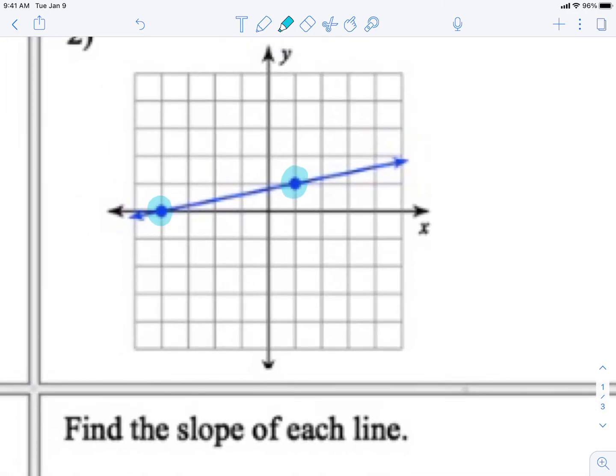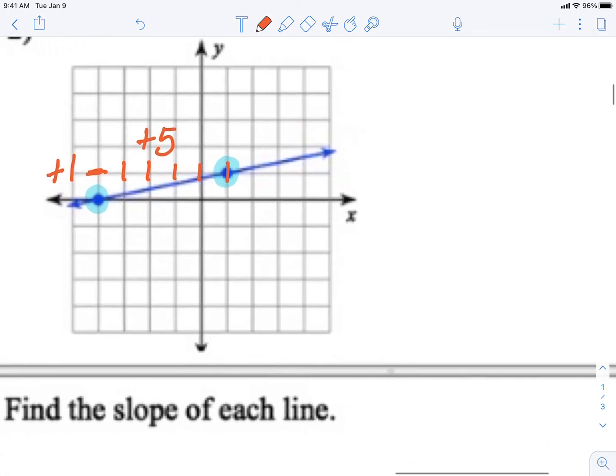I like going from left to right because that's the way we read. We start from the left and we go to the right. So I'm going to start here, and go from here to here. I have to go up 1, and then to the right 1, 2, 3, 4, 5. So up 1 is +1, over to the right 5 is +5.